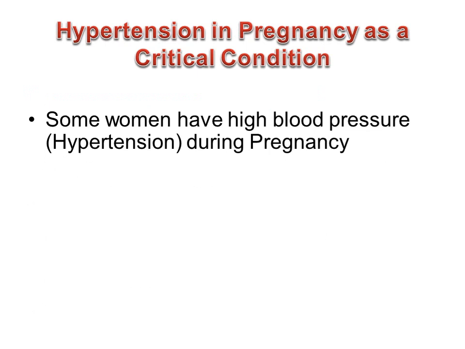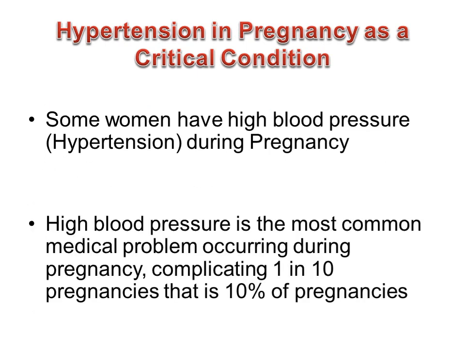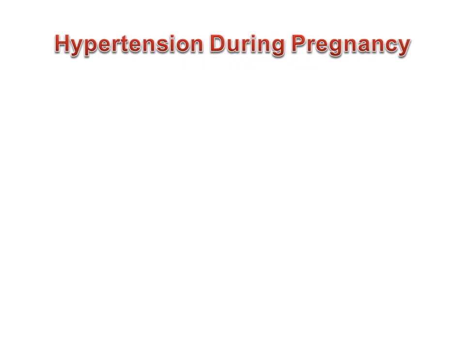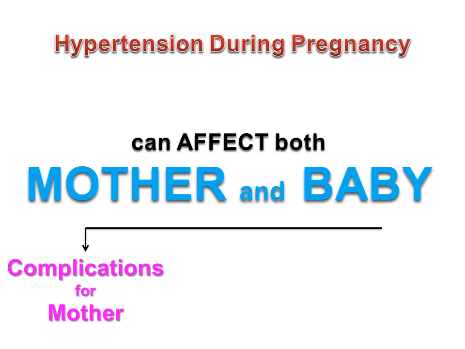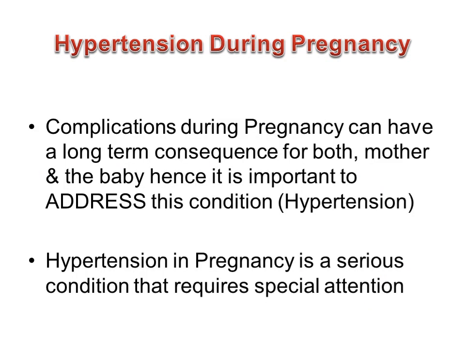Some women have high blood pressure during pregnancy. High blood pressure is the most common medical problem occurring during pregnancy, complicating 1 in 10 pregnancies, that is 10% of pregnancies. Hypertension during pregnancy is a critical condition, can affect both mother and the baby. As hypertension during pregnancy causes complications for the mother and the fetus. Complications during pregnancy can have a long-term consequence for both mother and the baby. Hence, it is important to address these conditions. Hypertension in pregnancy is a serious condition that requires special attention.